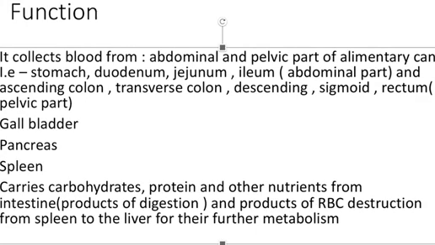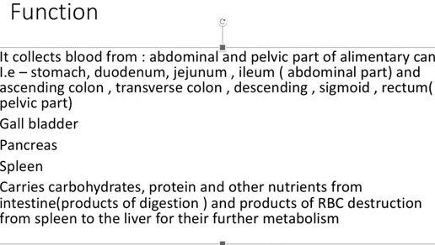So the blood from these organs, from the abdominal part of the alimentary canal, that is the stomach, duodenum, jejunum, ileum, and from the pelvic part of the alimentary canal, that is the ascending, transverse and descending colon, sigmoid colon and rectum, is collected. Then the products of digestion which are present in the alimentary canal, for example carbohydrates, proteins and other nutrients, are carried via the superior mesenteric vein, and the product of RBC destruction from the spleen.